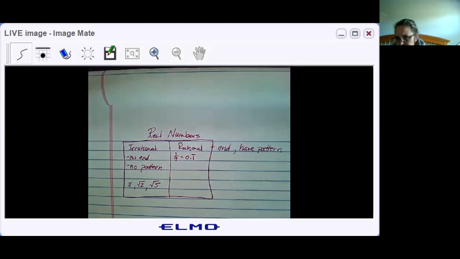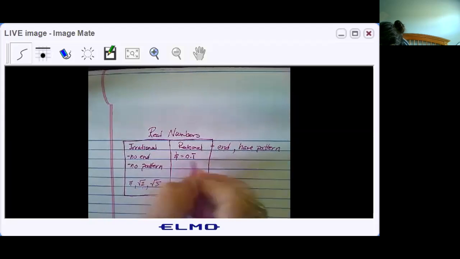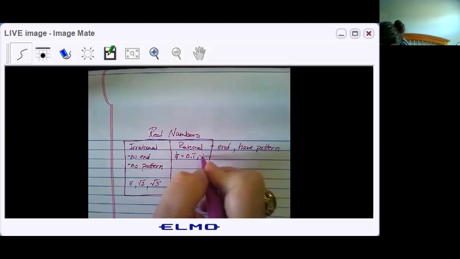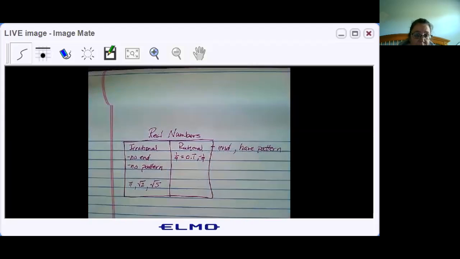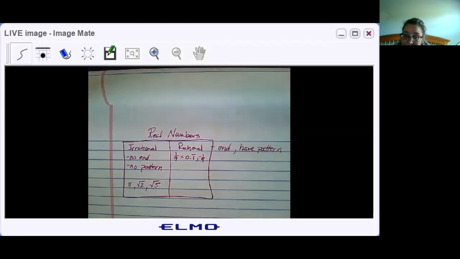Yeah, so, okay. What if I had negative 1/9? Is that still a rational number? It is, because it still has that. I didn't say anything about it having to be positive or negative. I just said that it had to either end or have a pattern.